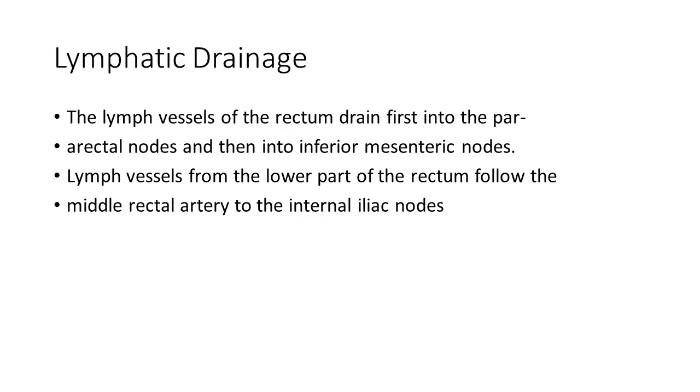Lymphatic drain. The lymph vessels of the rectum drain firstly into the anorectal nodes and then into the inferior mesenteric nodes. Lymph vessels from the lower part of the rectum follow the middle rectal artery to the internal iliac nodes. That means there are two sides of lymphatic drain for the rectum, as there are two sides of venous drain of the rectum, systemic and portal, and lymphatic also.